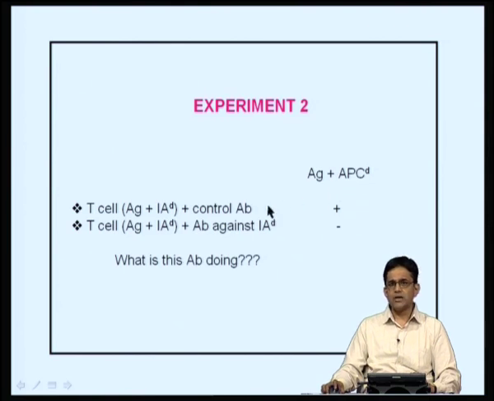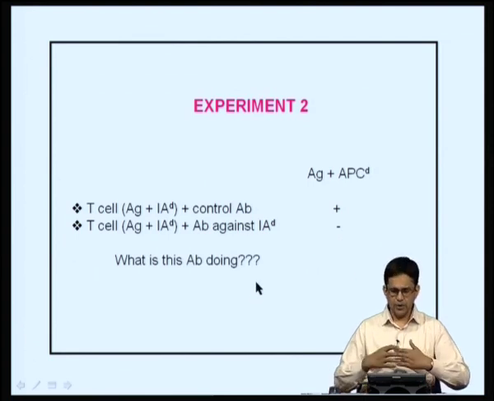So over here we have these APCs with antigen, and then you have this particular T cell. Now, what has been done here is you have an antibody molecule against IA of D, and you can see that with the control antibody, which does not recognize the particular MHC molecules, you will see IL-2 production, if that is the readout, whereas if you have an antibody that blocks IA of D, then you are not able to see it. So what is this antibody doing?